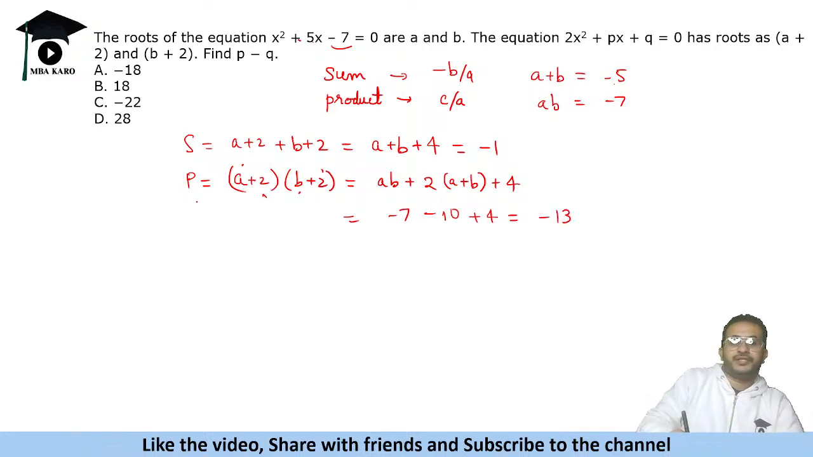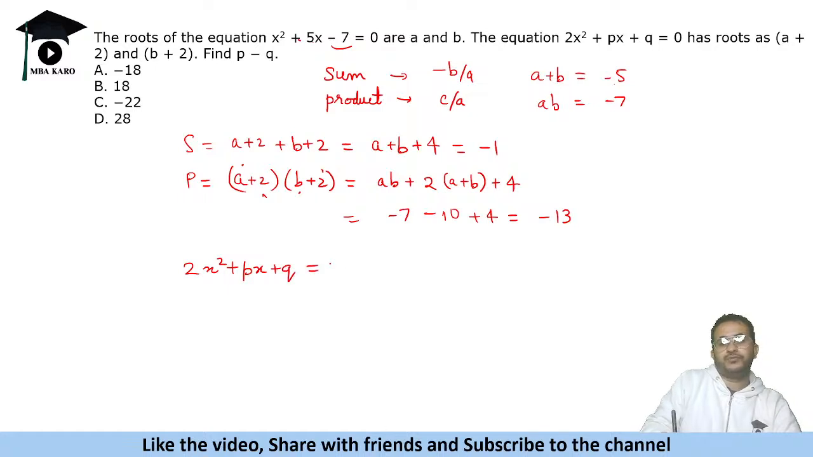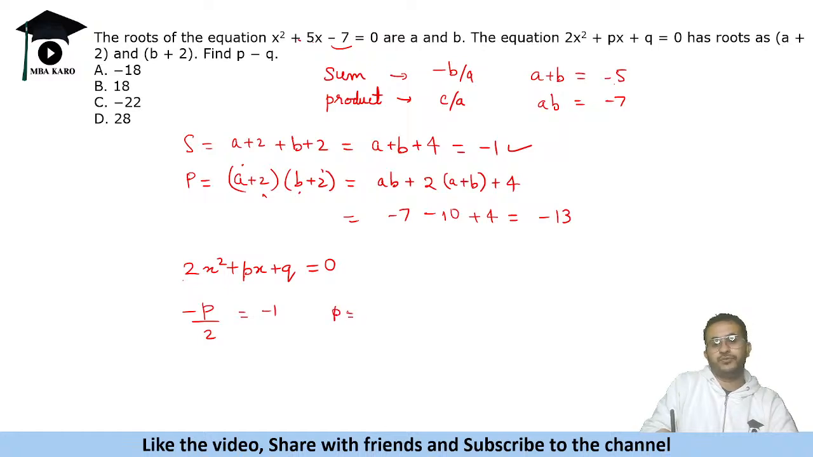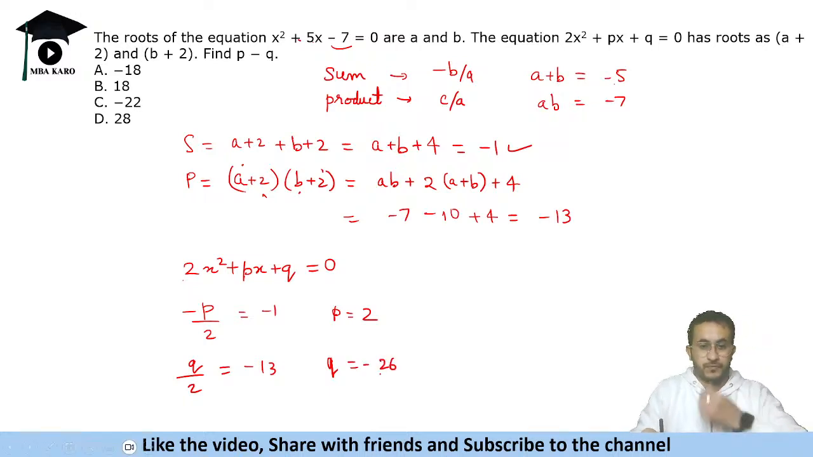Right? Now this equation has 2x square plus px plus q is equal to 0. That is the equation. Sum of the roots is minus 1. So that means minus p upon 2 is minus 1. Okay, minus b upon a. So this gives us p is equal to 2. Product of roots is q upon 2, which is minus 13. So q is minus 26.